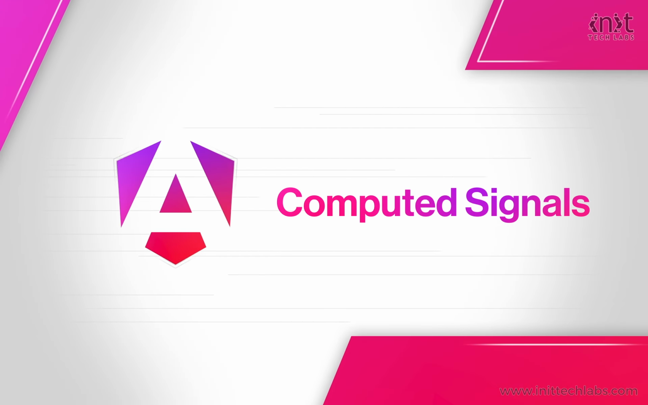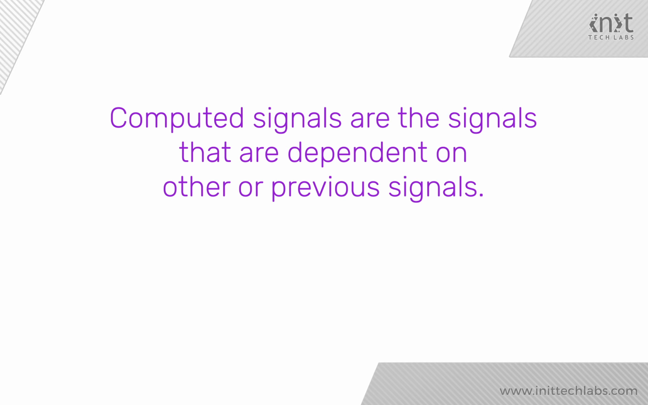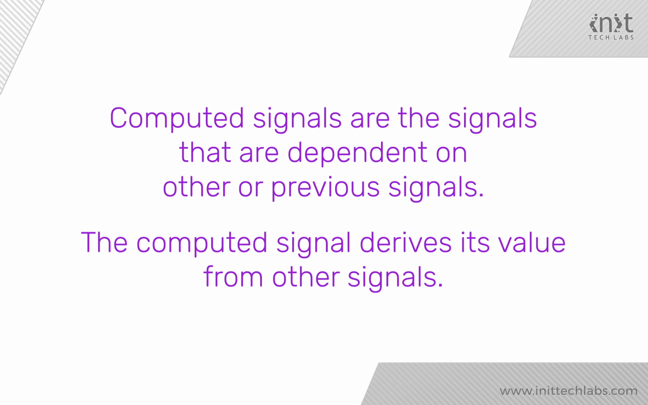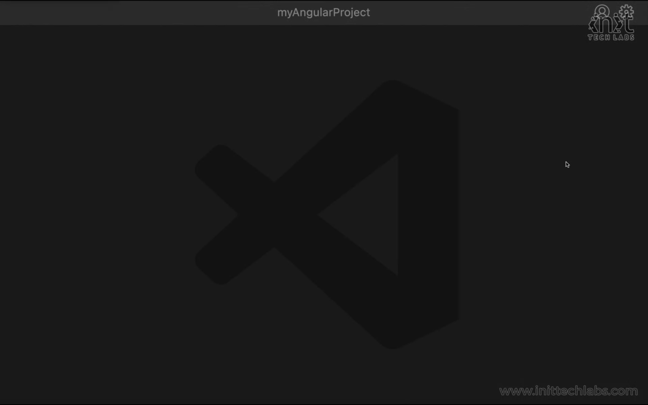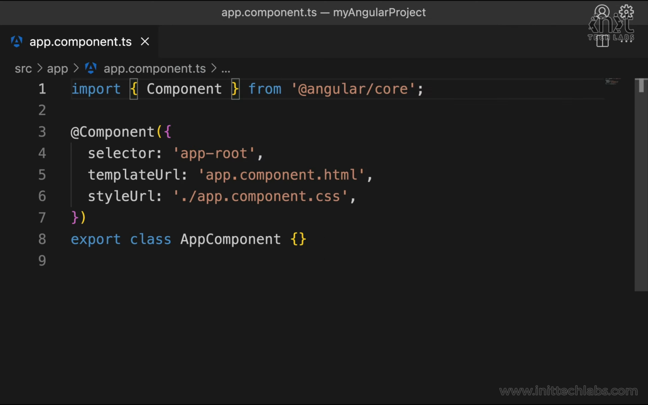Now let's talk about computed signals. They are actually the signals that are dependent on other or previous signals. In other words, the computed signal derives its value from other signals. Let's implement a few simple examples to understand how the computed signals work.